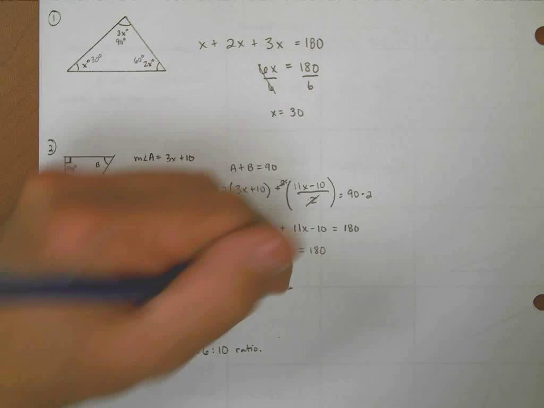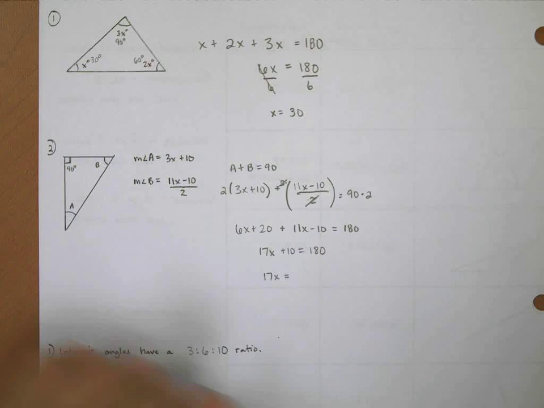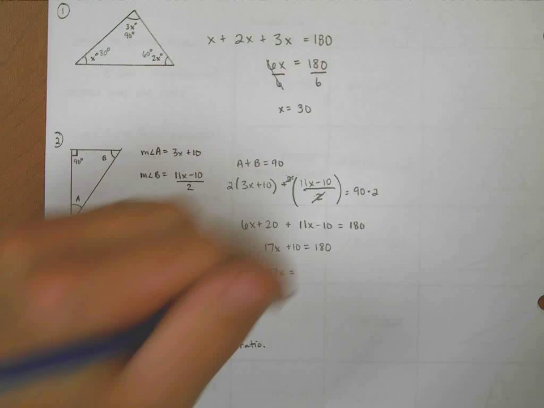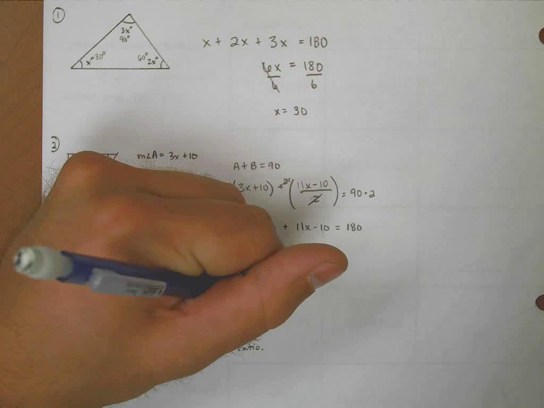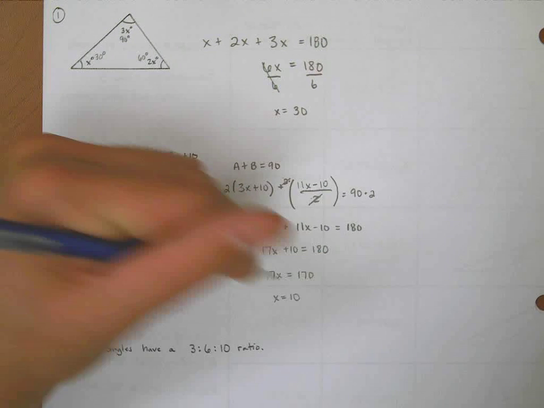Let's subtract the 10 away from both sides. If I subtract 10 from both sides, that goes away. This goes to 170. X must be 10, right? Divide 17 out.